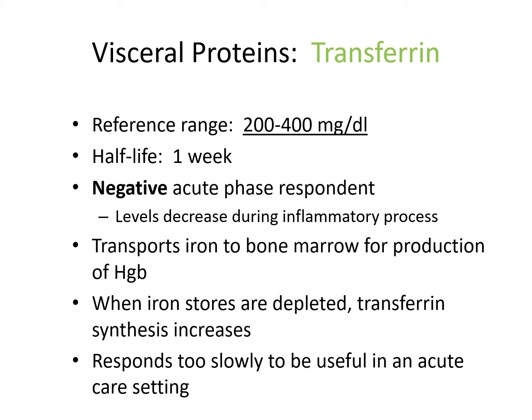Looking at transferrin, our reference range is 200 to 400 milligrams per deciliter, with a half-life of 1 week. Again, also a negative acute phase reactant, so this will decrease in times of stress. It helps transport iron to the bone marrow for the production of hemoglobin. And when iron stores are depleted, transferrin synthesis increases. Now this responds too slowly, though, to be used in the acute care setting, but it can be useful in chronic monitoring. So if you're seeing somebody over a period of several months, as they improve their diet, we're checking their labs, etc.